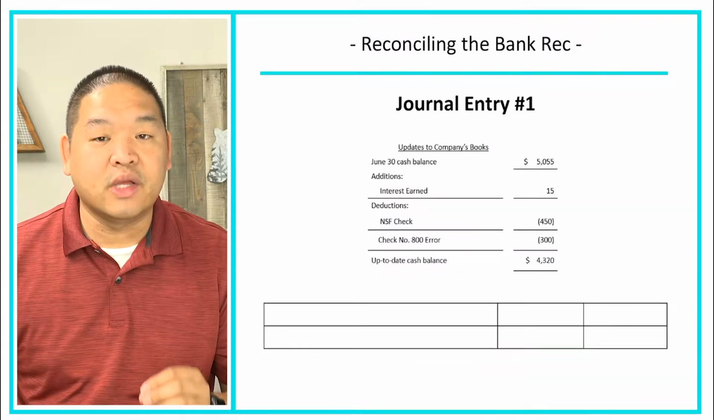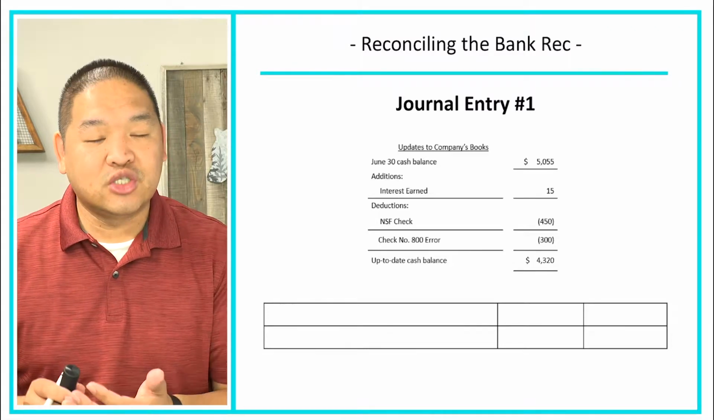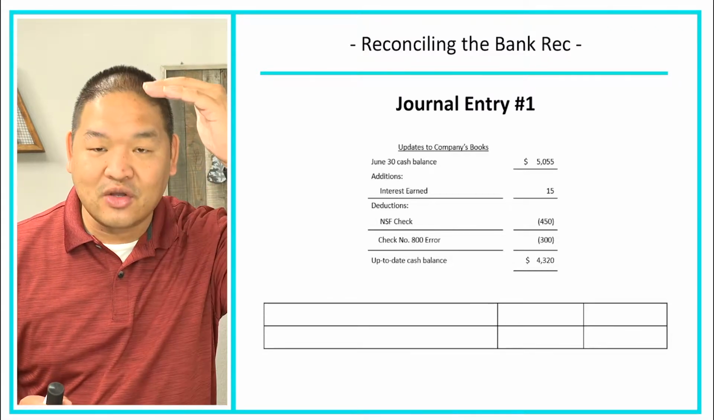So let's start with journal entry 1. And I know I don't show you here what journal entry 1 is, but we're going to do it from top to bottom.